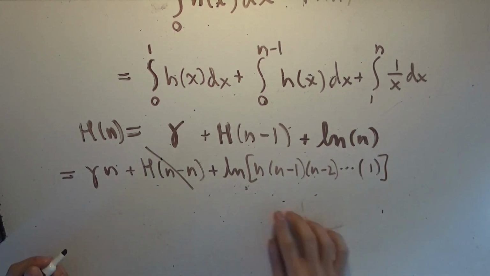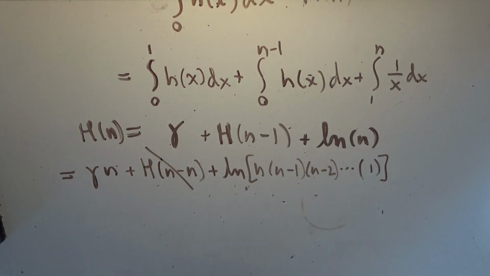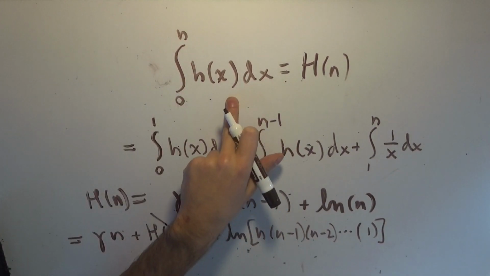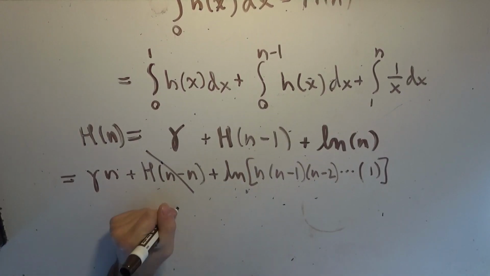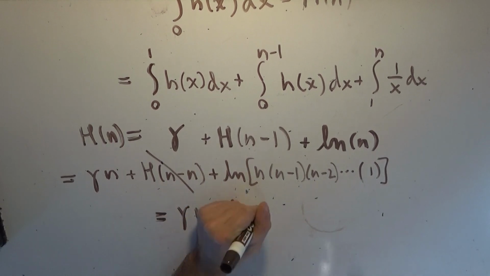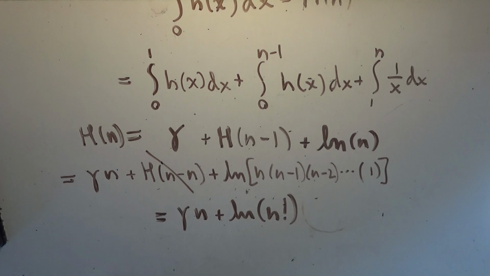And what do we call the product of every integer from n all the way down to 1? We call that n factorial, which tells us that the integral from 0 to n of the harmonic numbers, capital H of n, is equal to n times the Euler-Mascheroni constant plus the natural logarithm of n factorial. Isn't that something? Isn't that amazing?